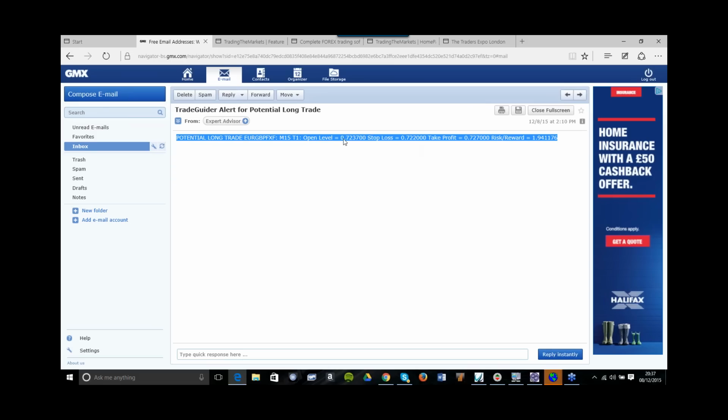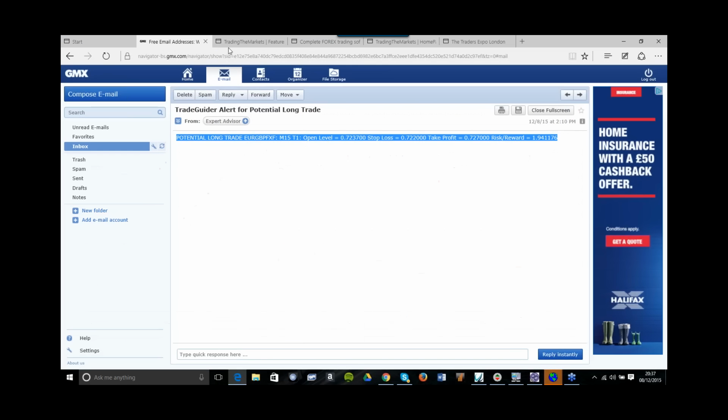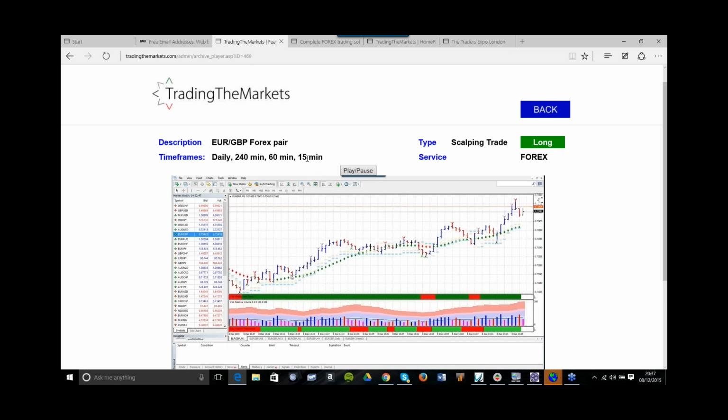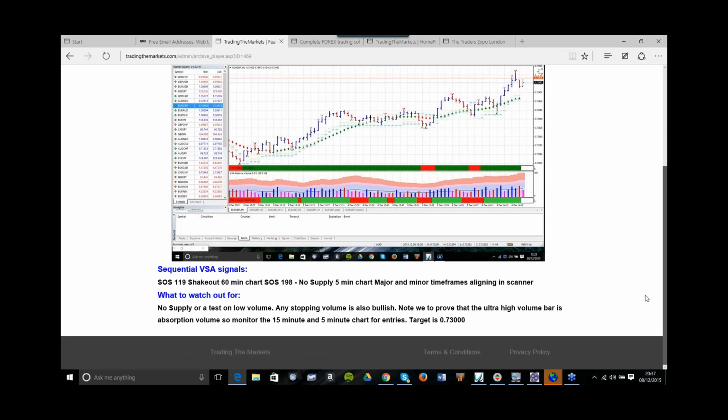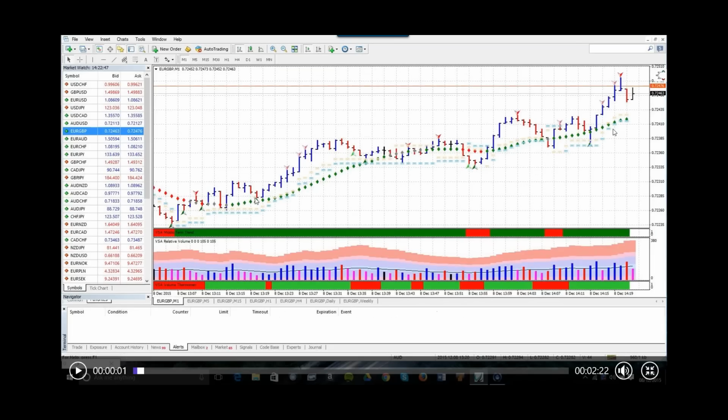We've got the Euro GBP long trade. So we know here that there's an alert. The next thing I do is we go up here to the Trading the Market service and we send the long alert out. And again, I've put that in there for you to view. We were trading here around, let's have a look, 9.72463. Okay, so the alert's gone out.